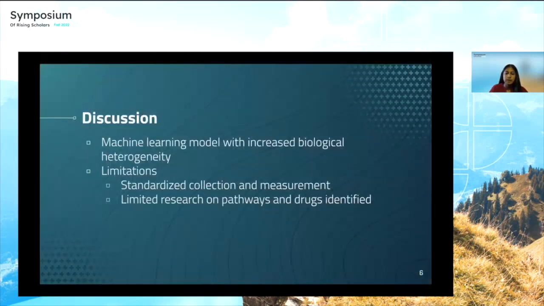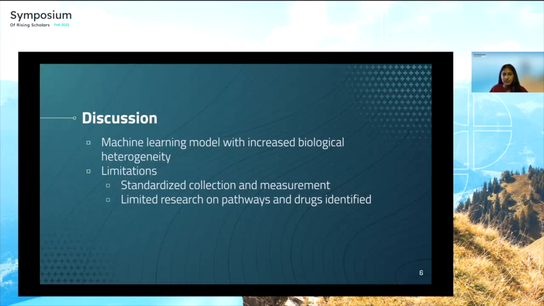Creating this machine learning model predictive of CAD and MI in patients allowed for increased biological heterogeneity in our gene signature, as well as the identification of more accurate drugs that can be repurposed for treatment or prevention, and immune cells that have a significant relationship with CAD and MI.